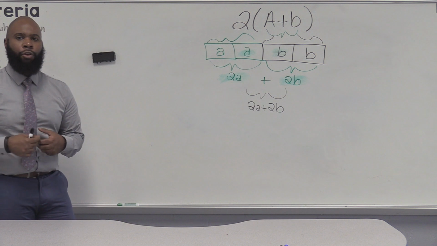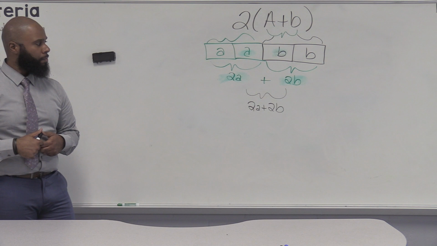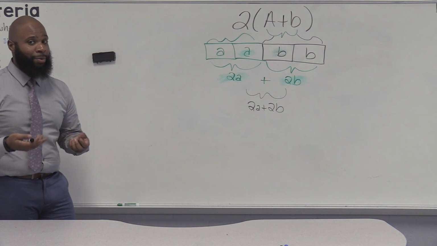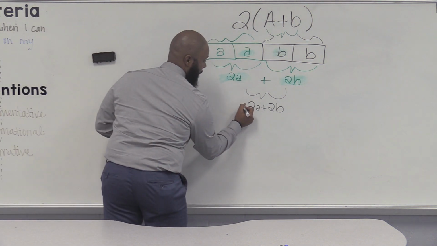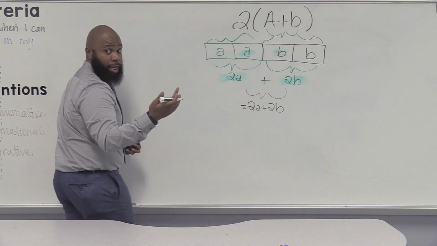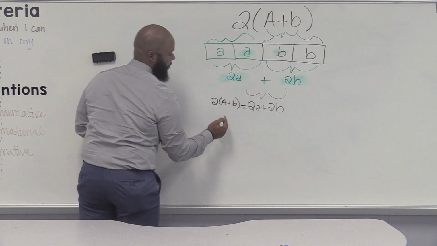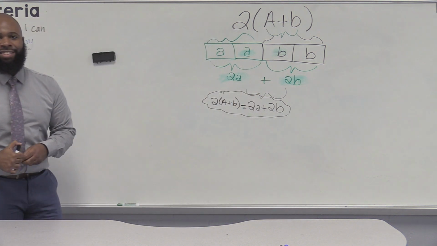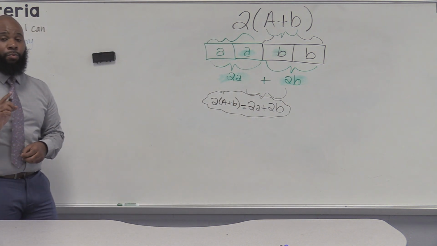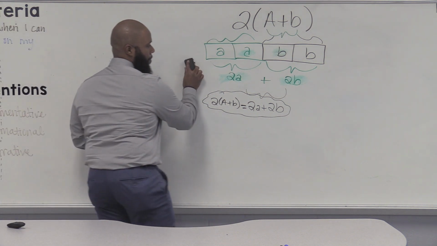What conclusions can we draw from the models about the expressions? Well, one conclusion is that we know that they're now equivalent. So I know, again, that 2A plus 2B is equivalent or equal to 2 times (A plus B). Good job. So I want us to prove this. Let me erase my model so we can prove it.